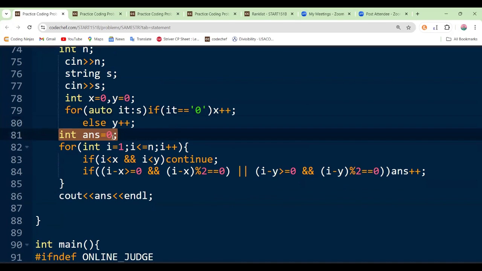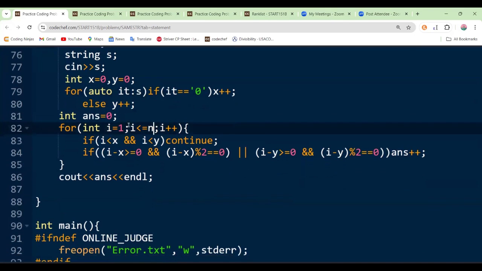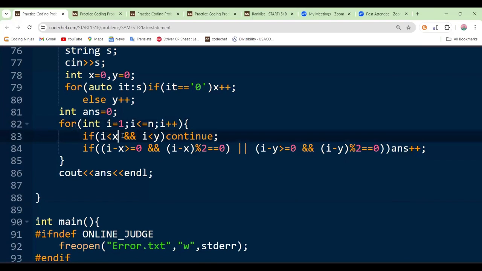Now I initialized my answer to 0 and am going over every possible k. So I iterated i from 1, i less than equals to n, i plus plus. If my i is lesser than x and it is also lesser than y, should I continue from here?